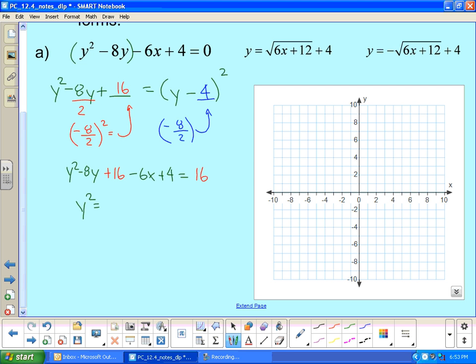I'm going to move the 8y. Oh, wait a second. I don't want to do that yet. I'm jumping the gun. I don't want to do any moving until I have taken my y squared minus 8y plus 16 and written it as my binomial squared. So I want this first to be y minus 4 squared, minus 6x plus 4 equals 16. Now we can move everything to the right-hand side.